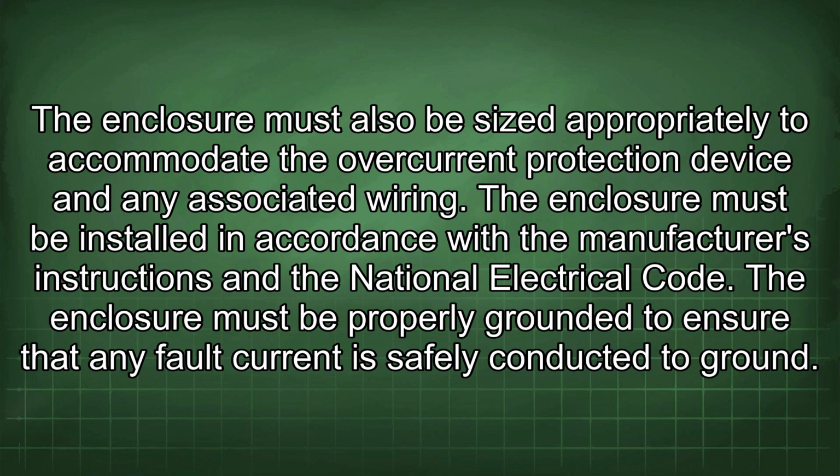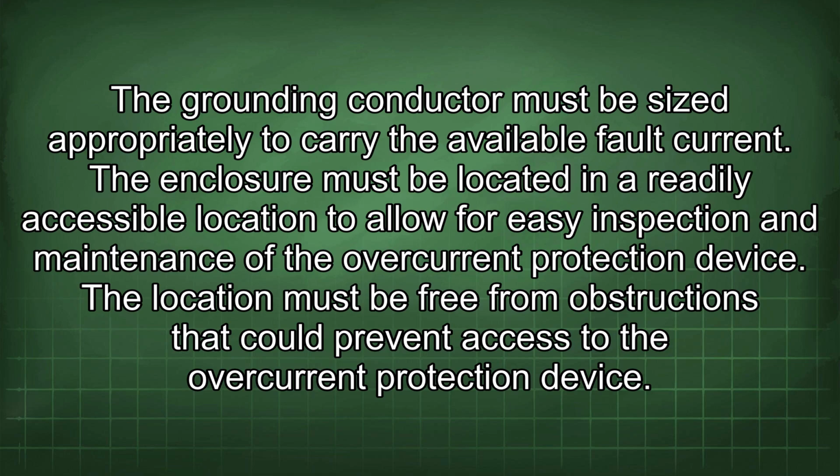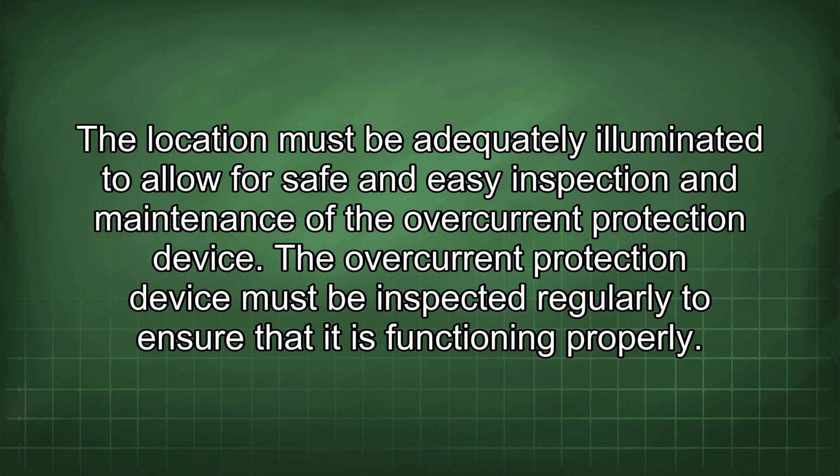The enclosure must be properly grounded to ensure that any fault current is safely conducted to ground. The grounding conductor must be sized appropriately to carry the available fault current. The enclosure must be located in a readily accessible location to allow for easy inspection and maintenance of the overcurrent protection device. The location must be free from obstructions that could prevent access to the overcurrent protection device. The location must be adequately illuminated to allow for safe and easy inspection and maintenance of the overcurrent protection device.